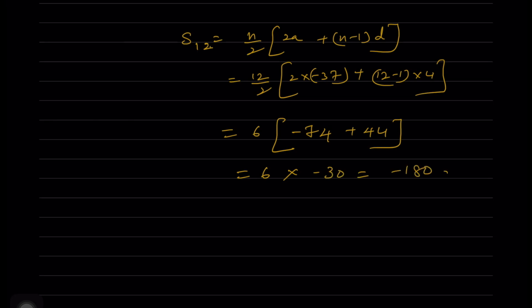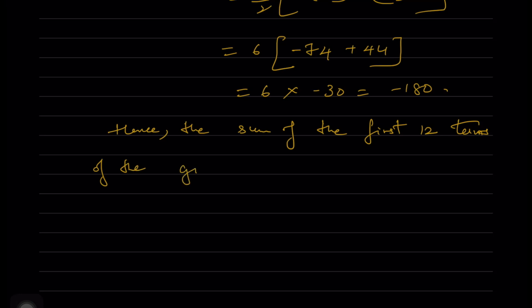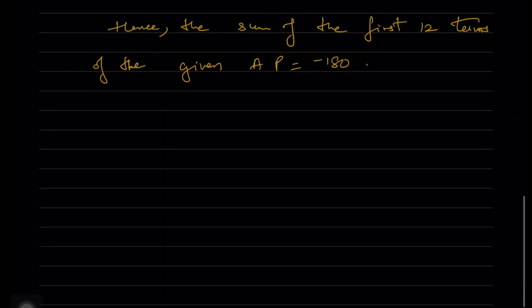So hence the sum of the first 12 terms of the given AP is equal to minus 180.